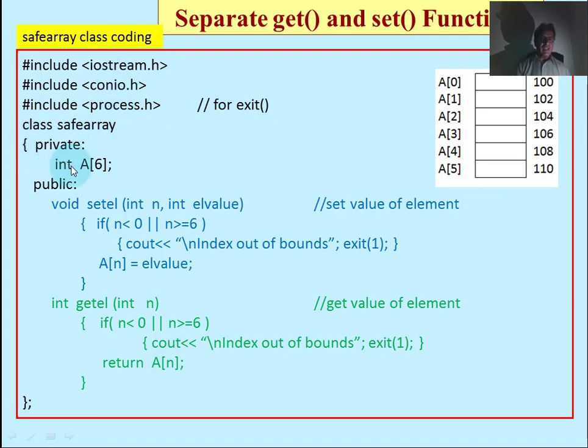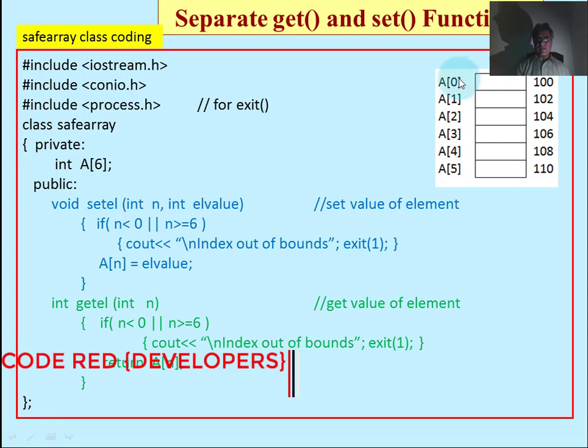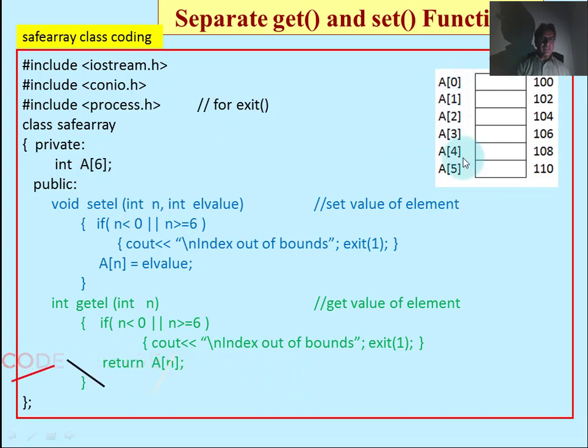In the private section, we have an integer array A of 6 elements: A of 0, A of 1, A of 2, because the size is 6. The last index is less than 6, that is 5. From 0 to 5, these are the 6 memory locations, and these are the addresses. Actually, each memory location has an address: 100, 102, 104, 106, 108, 110. These are the addresses of these memory locations. So these memory locations can be accessed through this side, that is A of 0, A of 1, A of 2, or through these references.